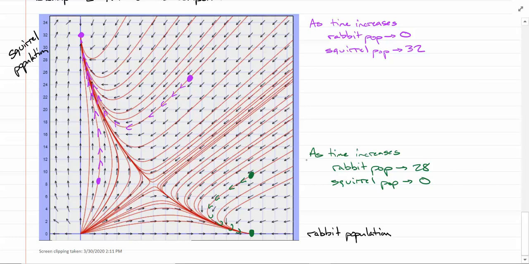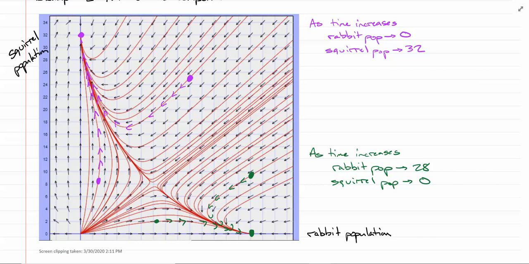And notice that's not the only solution curve, right? There's solution curves down here which approach that same point, so both of those green ones approach the same conclusion. Okay. Notice none of the solutions approach (0, 0). So it's never going to be the case that they both die out. It's going to be either one or the other dies out.